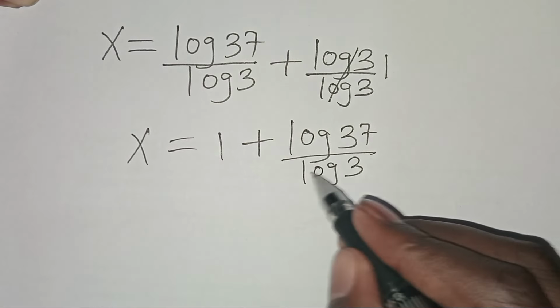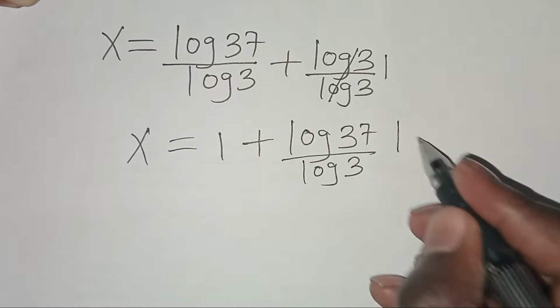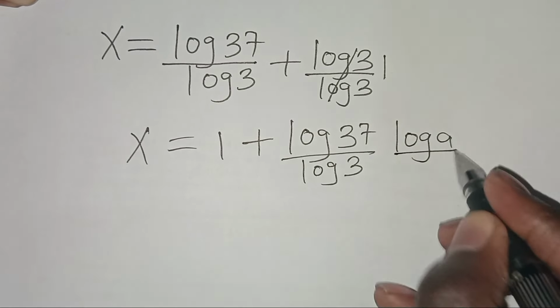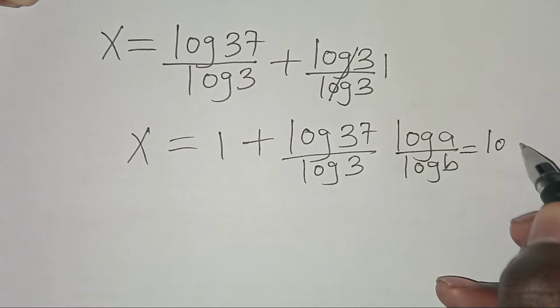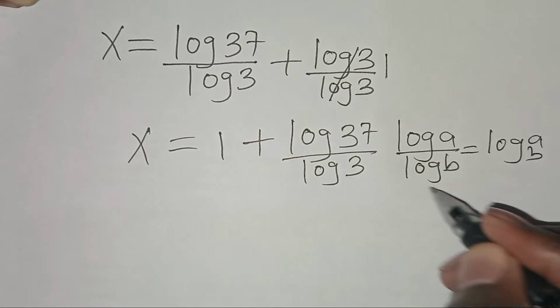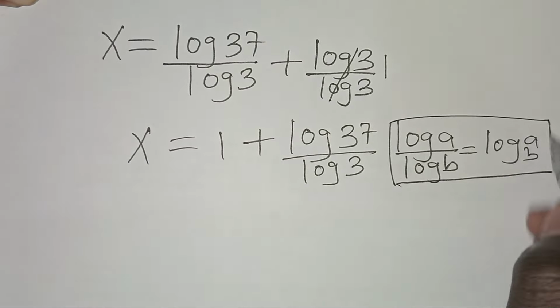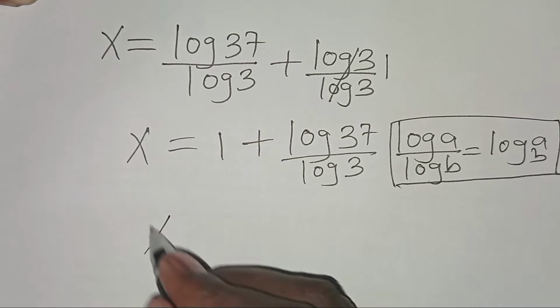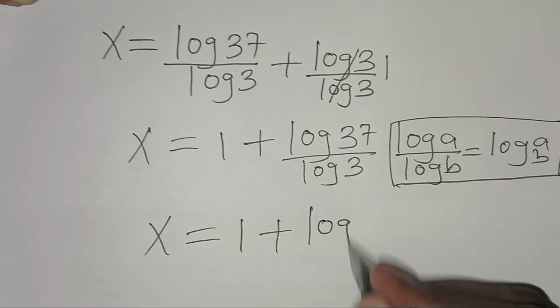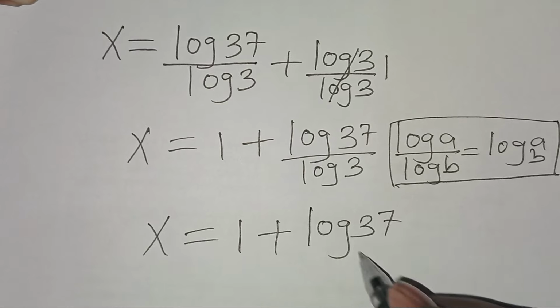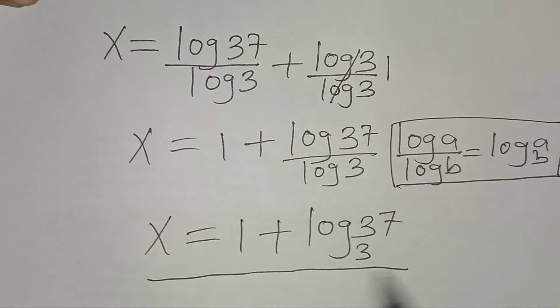Log 37 divided by log 3 is in the form of log a divided by log b, which we can express as log a to base b. Let's apply this logarithm property so that x is equal to 1 plus log 37 to base 3. So this is the value of x.